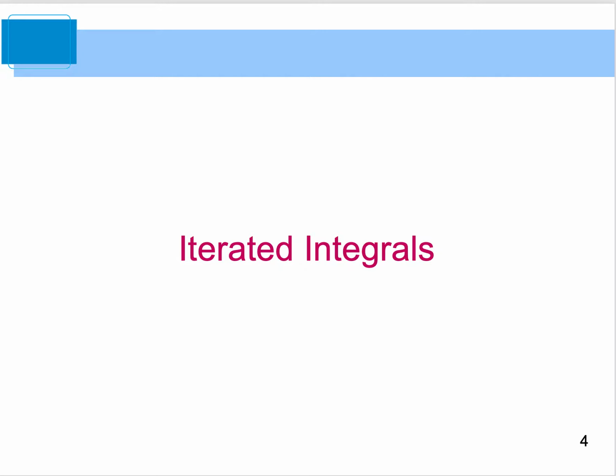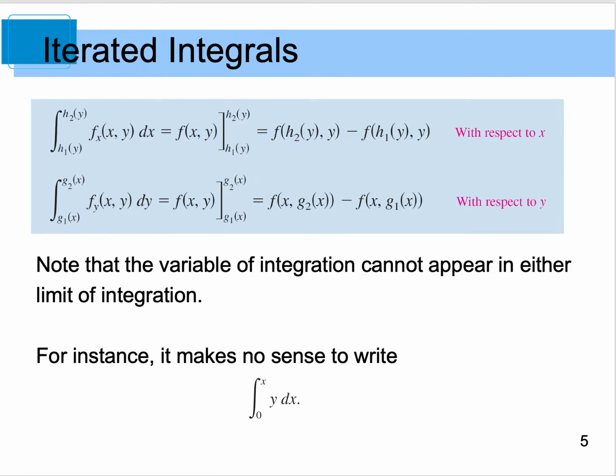So what is an iterated integral? An iterated integral is going to be an integral that has a variable region and that iterates, so multiple pieces. So for instance, I typically don't write something like 0 to x, y dx because I'm going to have issues with the bounds and then integrating with respect to x when I've got a y in the problem.